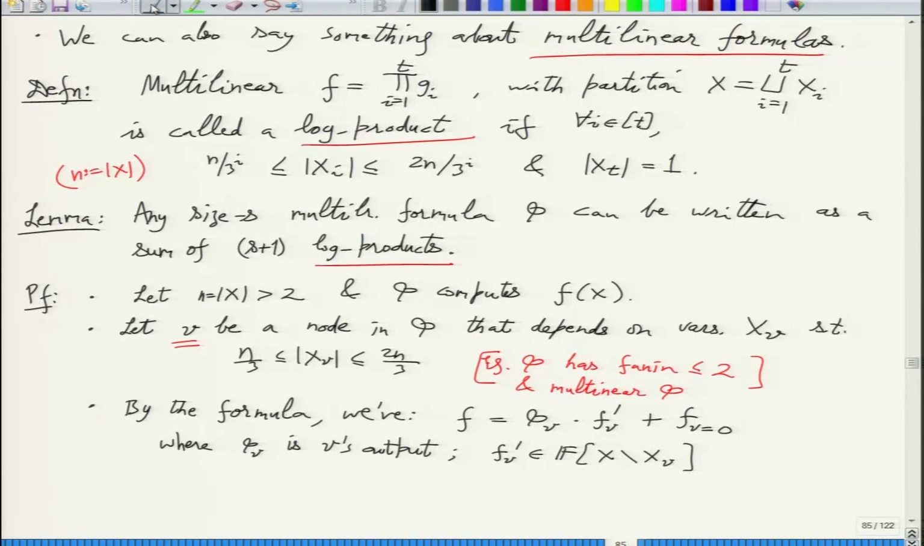x minus x v, that's it. You don't know anything else. So with respect to v, you can decompose this formula for f. So phi v becomes your starting point of log product. This is basically what you have done in the induction step. That phi v is your, let's say, G1, and G2 to GT you will just get inductively from f v prime.